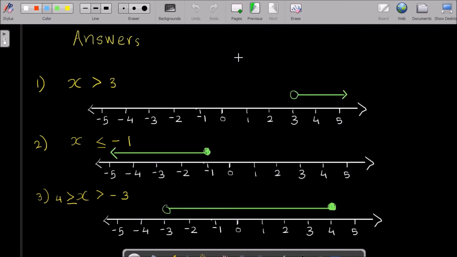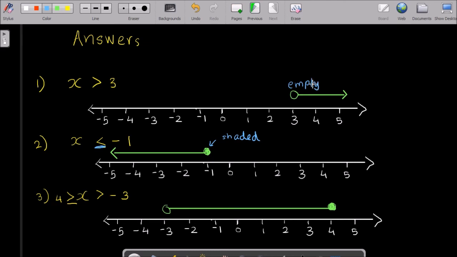Okay, here are the answers. So the first one, x is greater than 3, so it's going to be an empty circle above the 3 and it's going to the right. The second one is x is less than or equal to minus 1. Because of this equal sign, we've got a shaded circle. And because it's less than, it's going to go to the left.